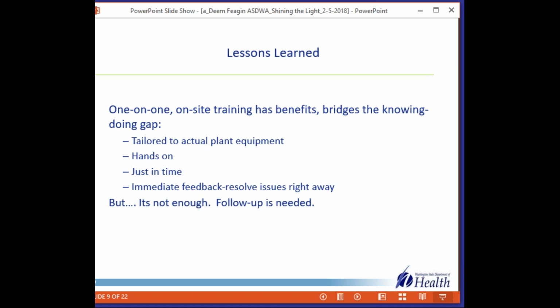In this scenario, we're dealing with the operator or the utilities equipment, and it's hands-on, and you're right there in the moment. Questions are resolved, and you can put in or make changes right there. But we realize that's not enough. Not enough because you can't get to everybody, and there are going to be things that you need to follow up on.